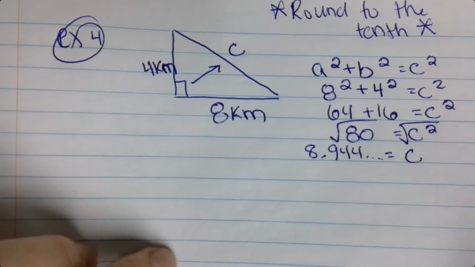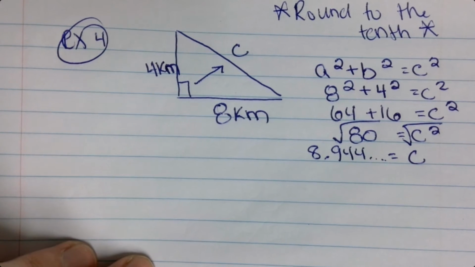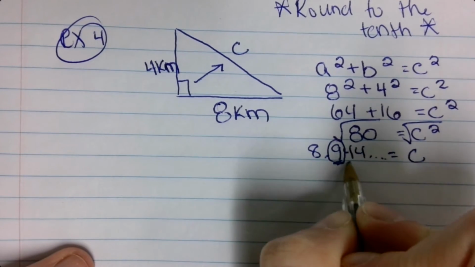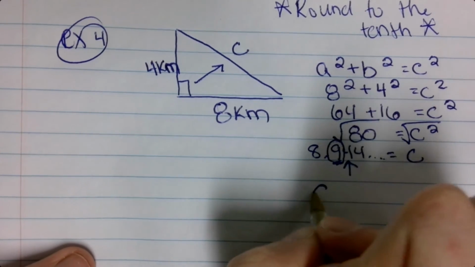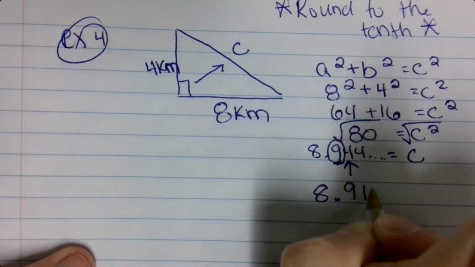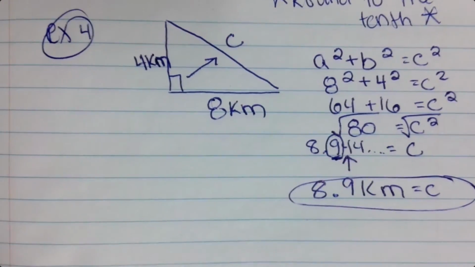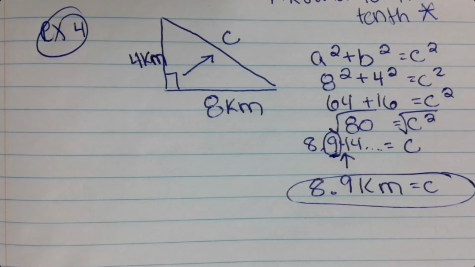So remember our chart, right? If you were not in class on Friday, you missed rounding of decimals. You have to be able to round decimals for this. If you have that chart and you want to use it today, go for it. Okay? So in our chart, the 9 is in the 10th, so we look at the 4. The 4 keeps it the same, so our answer is 8.9 kilometers equals C.